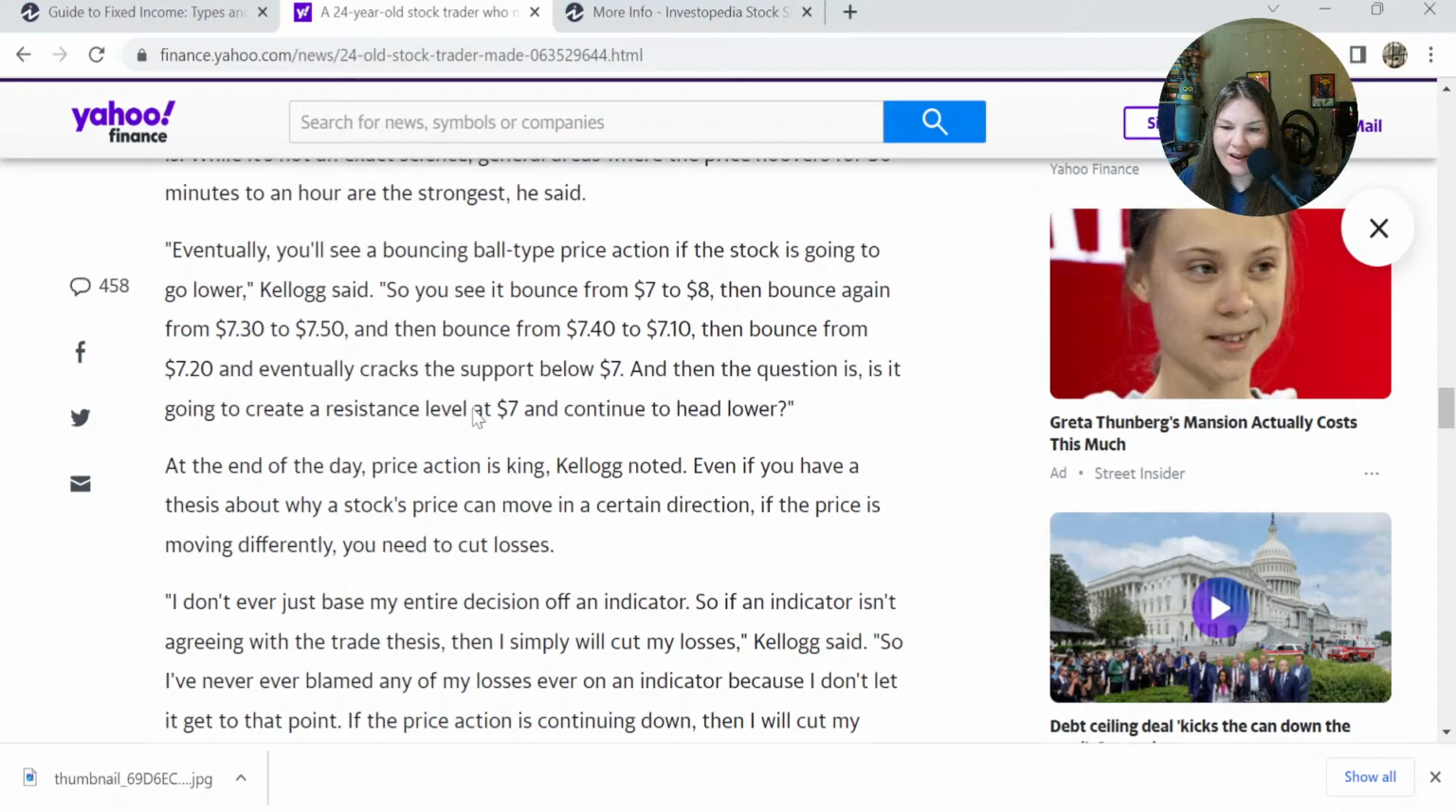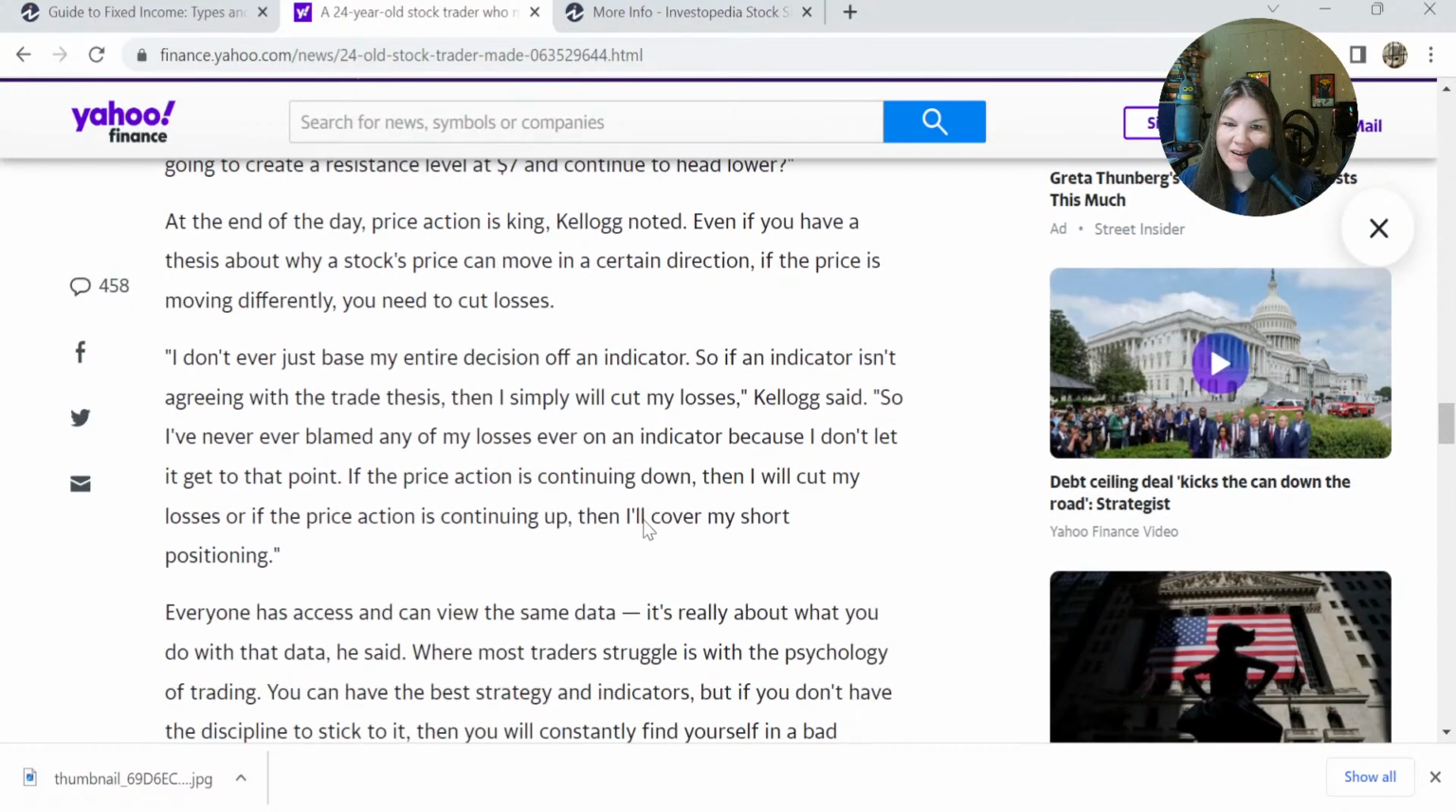"At the end of the day, price action is king," Kellogg noted. "Even if you have a thesis about why a stock's price can move in a certain direction, if the price is moving differently, you need to cut losses. I don't ever just base my entire decision off an indicator. So if an indicator isn't agreeing with the trade thesis, then I simply cut my losses."